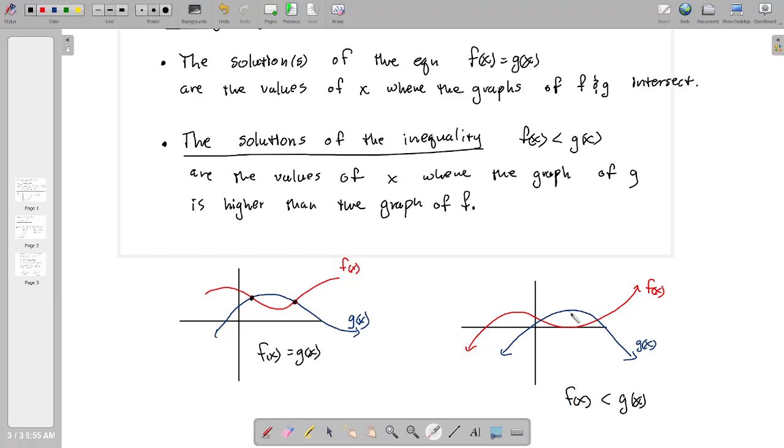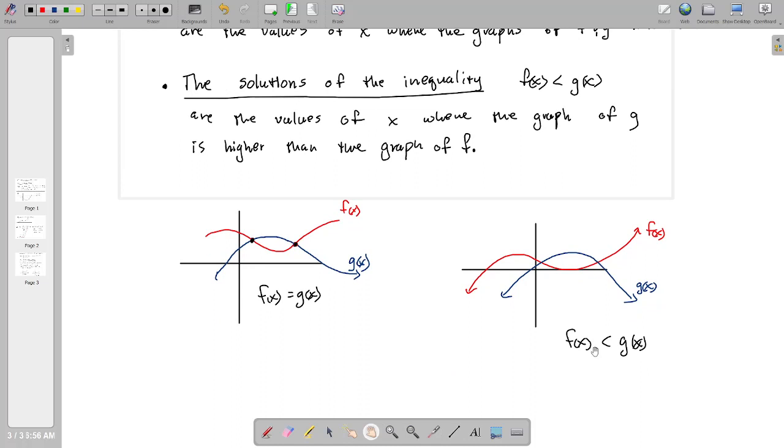So what we're looking for here is for what x values is the y value of g higher than the y value of f. These intersection points are where they're equal, but we're looking for where the y value of g is higher. So for this particular x value, we can see that the blue curve, the g curve, is higher than the red curve, which means that this particular x value would be within the solution set.